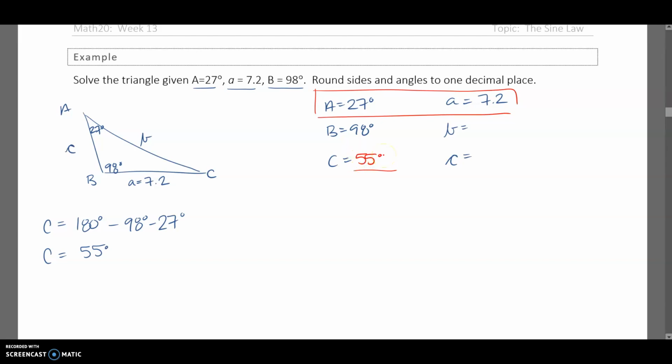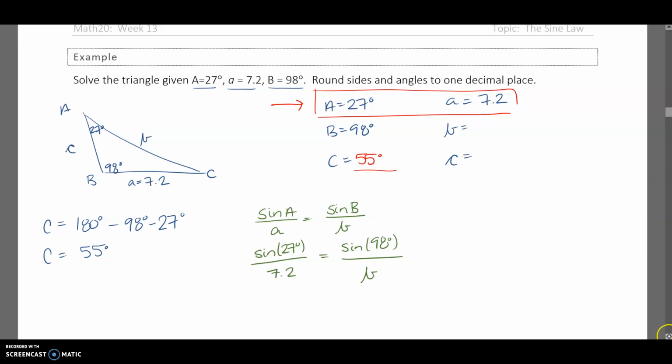Now I can work on finding my two unknown sides. I'm going to use this given information, so I'll start by finding side B by using sine of angle A over side A, since I know both that angle and side, and sine of angle B over side B, since I want to find unknown side B. Subbing in what I know, sine of 27 degrees over 7.2 equals sine of 98 degrees over B.